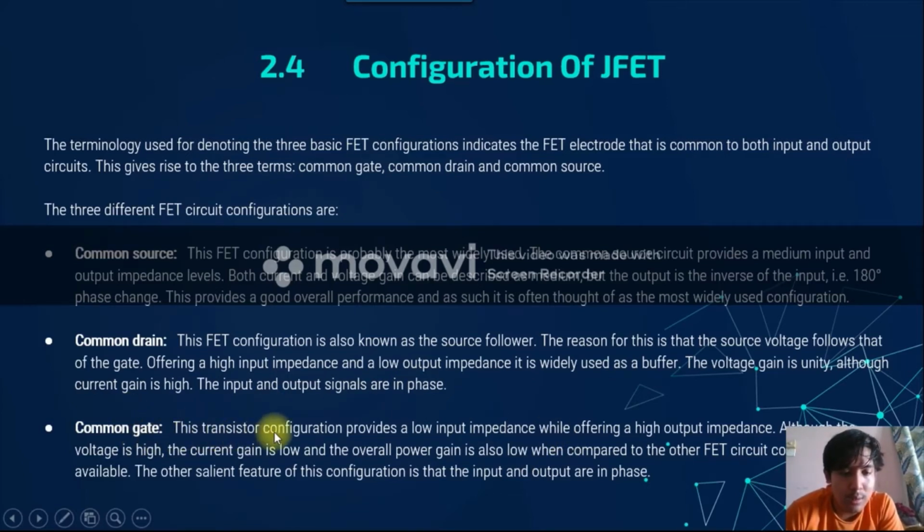Common gate. This transistor configuration provides a low input impedance while offering a high output impedance. Although voltage gain is high, the current gain is low, and the overall power gain is also low when compared to the other FET circuit configurations available. The other selling feature of this configuration is that the input and the output are in phase.